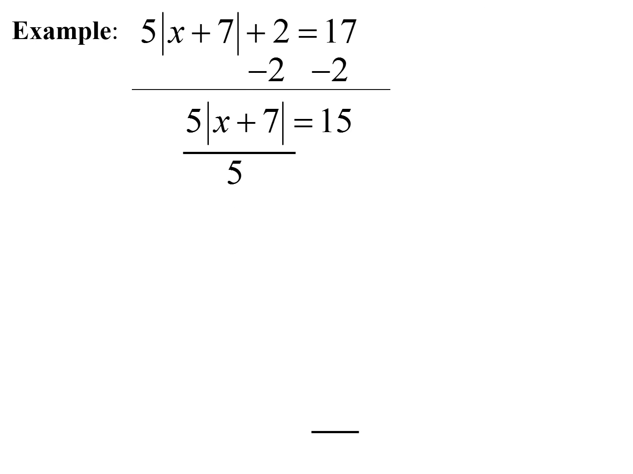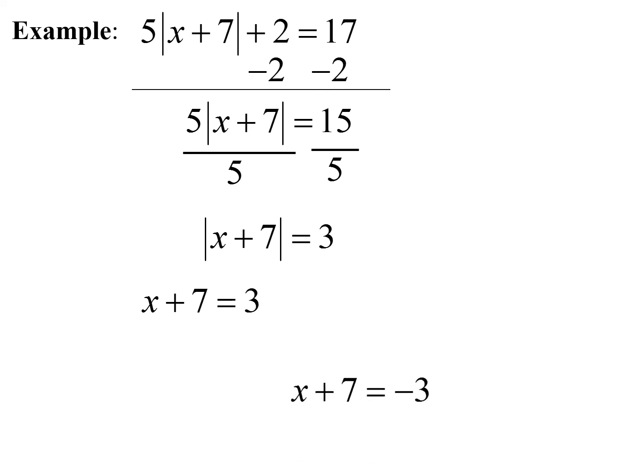Divide both sides by 5. And we get the absolute value of x plus 7 is equal to 3. So our distance away from 0 is 3. That means it can go to the right, x plus 7 equals 3, or it can go to the left, x plus 7 equals negative 3.